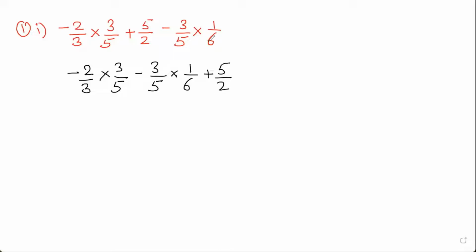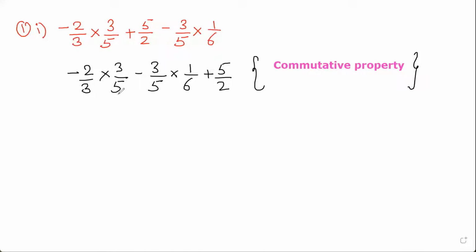Okay, this is like changing the order of the terms. I have changed the order of the terms over here. 5 by 2 was the second term earlier. Now it's becoming the third term. So if we are changing the order of the terms, that means we are following the commutative property. So I had discussed the commutative property. Whenever we change the order of the terms, that means we are applying the commutative property. Okay, I hope this part is clear. So by using the commutative property, we have changed the order of the terms.